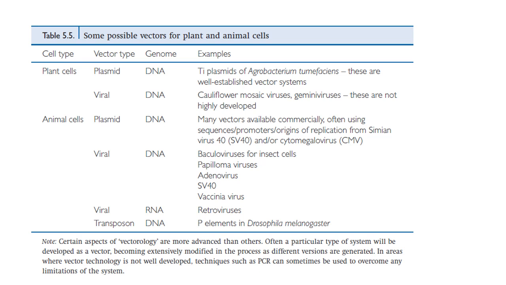Some possible vectors for plants and animals. You can see here some of the examples like Ti plasmids of Agrobacterium tumefaciens, which is very important for plant transformation. Again, cauliflower mosaic virus, Gemini virus. These are extensively used. In case of animals, there are reporter genes which are more important. We will be discussing them in the third part of our presentation.